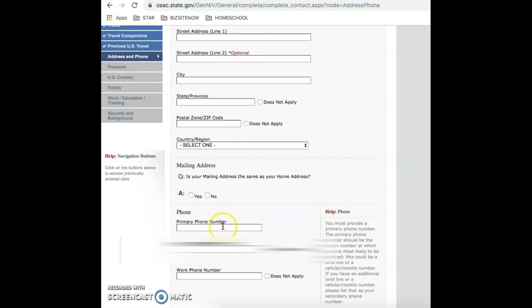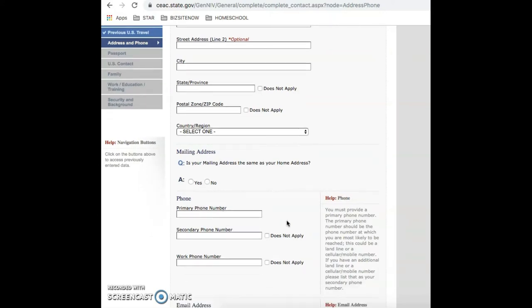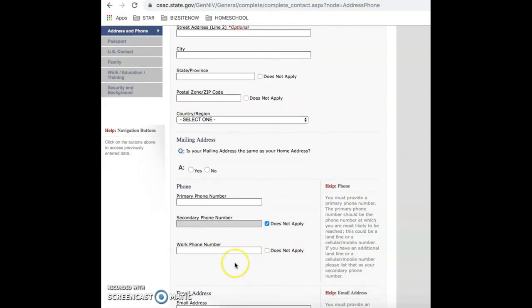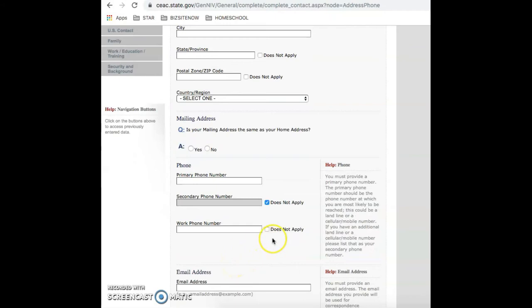And put your primary phone number. This is important kasi if they need to contact you, doon ka nila i-contact. So, put your primary phone number. And if you have a secondary phone number, put it also. But if you don't have, just click does not apply. And if you have a work phone number, maganda na rin na ilagay mo dyan. Kung wala, does not apply.